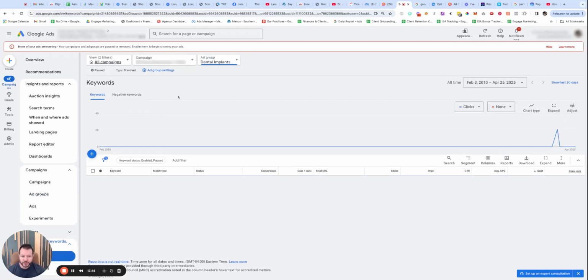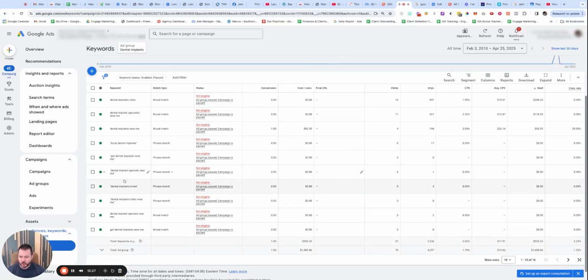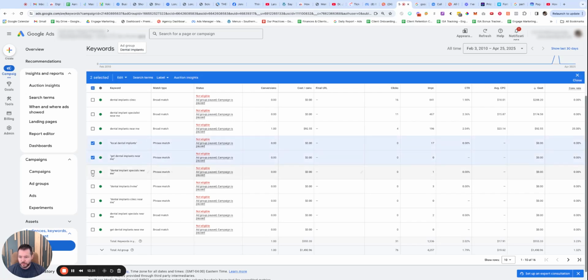And this was dental implants in general. Again, I'm not quite sure of the overall approach with this specific account, because all these keywords that they were targeting are pretty similar. So it looks like this one is a little bit more specific. And again, this is what we would be doing from the get-go.